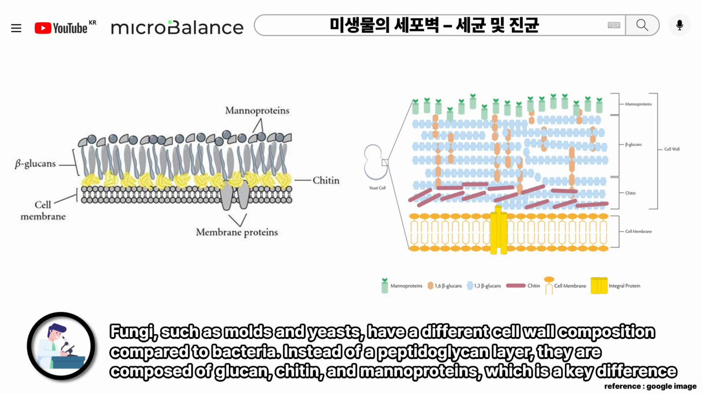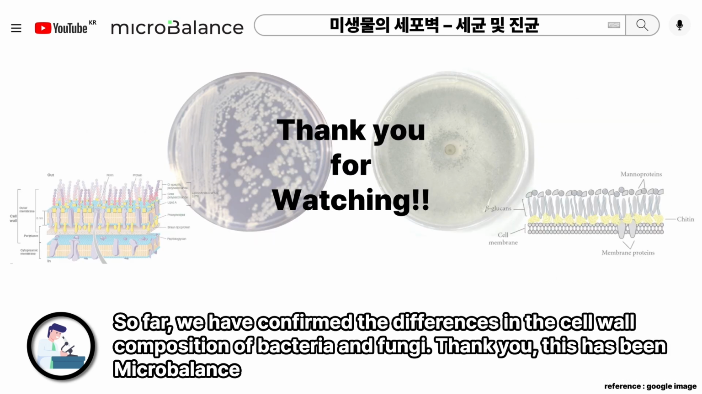Fungi, such as molds and yeasts, have a different cell wall composition compared to bacteria. Instead of a peptidoglycan layer, they are composed of glucan, chitin, and mannoproteins, which is a key difference. So far, we have confirmed the differences in the cell wall composition of bacteria and fungi.